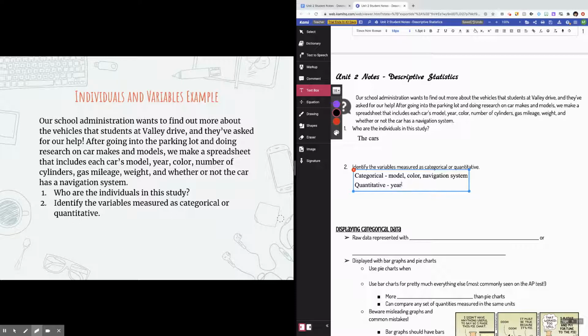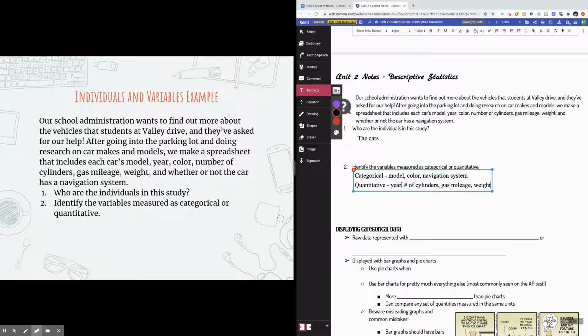So you have year, which can be a little controversial depending on how you think about it. So year, number of cylinders, gas mileage, and weight. The last three, number of cylinders, gas mileage, and weight, are very easily identified as quantitative because you can find an average for all of those. You can find the average weight of these cars. You can find the average number of cylinders that our cars have. You can find the average gas mileage.